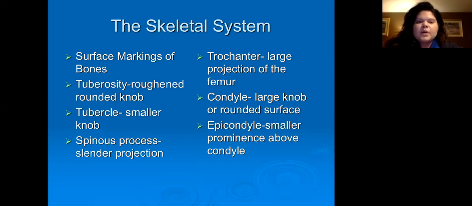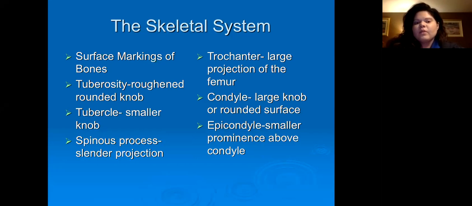Surface markings of the bone. The tuberosity is the roughened, rounded knob. The tubercle is the small knob. A spinous process is a slender projection. The trochanter is going to be the large projection of the femur. A condyle is the large knob or rounded surface.